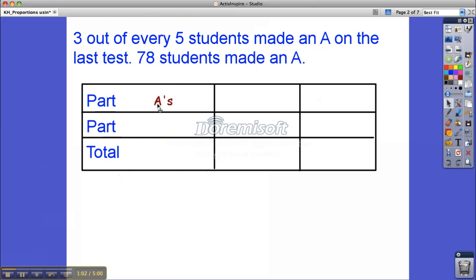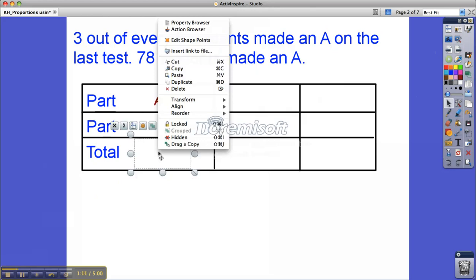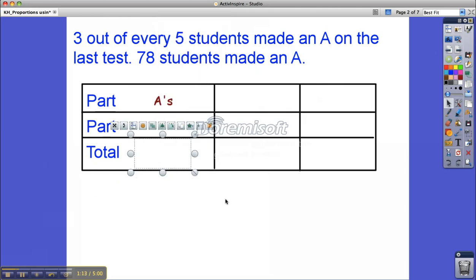The next part we have to think about is the total. If we're talking about the kids that made an A, the total is going to represent just how many kids there were. So in the total, we're going to say this is the number of students. These are the two parts that are actually given to us in this first sentence: 3 out of every 5 students made an A. So how many made an A? Hopefully you said 3. 3 students made an A.